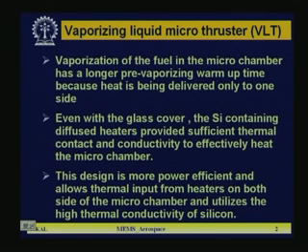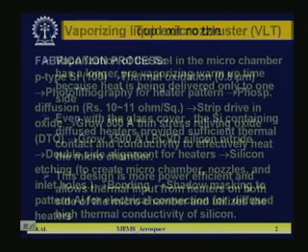heat the micro chamber. This design is more power efficient and allows thermal input from heaters on both sides of the micro chamber and utilizes the high thermal conductivity of silicon. Because you are fitting the resistor on one side, asymmetric, your power requirement is less, but if you allow certain time, obviously that is why they call it a sufficient thermal contact, you will get it, and it is power efficient. Okay.